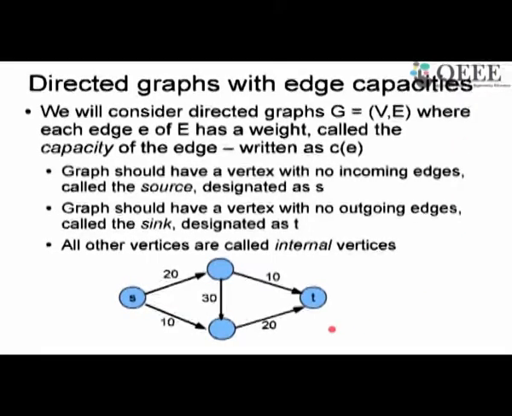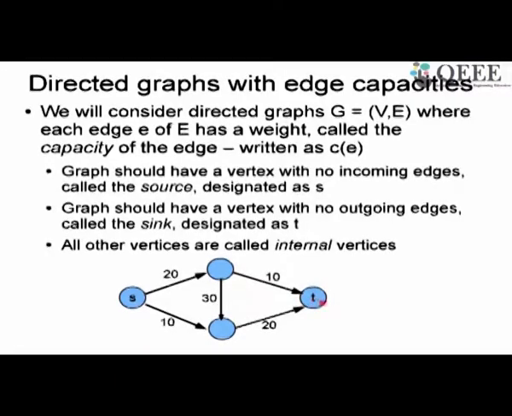So let me show you an example of the kind of graph we are looking at. Here is an example on which we can start looking at flows. You can see this graph has 4 vertices. One vertex has been designated as S. This vertex has no incoming edges, so this is the source vertex.